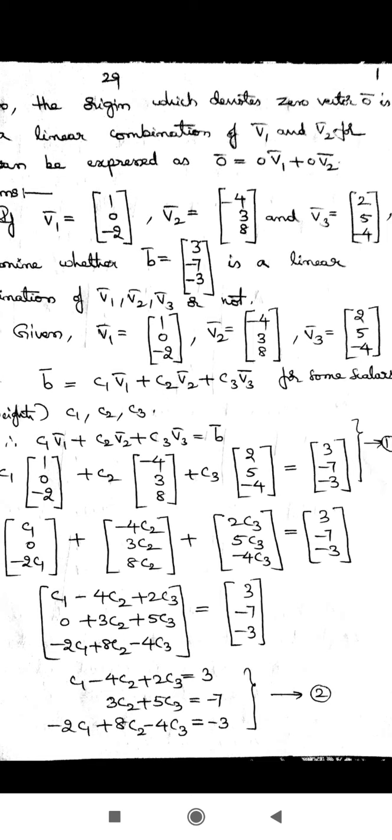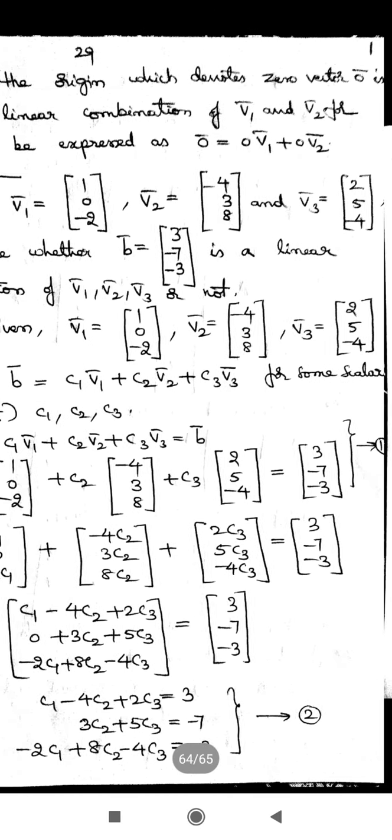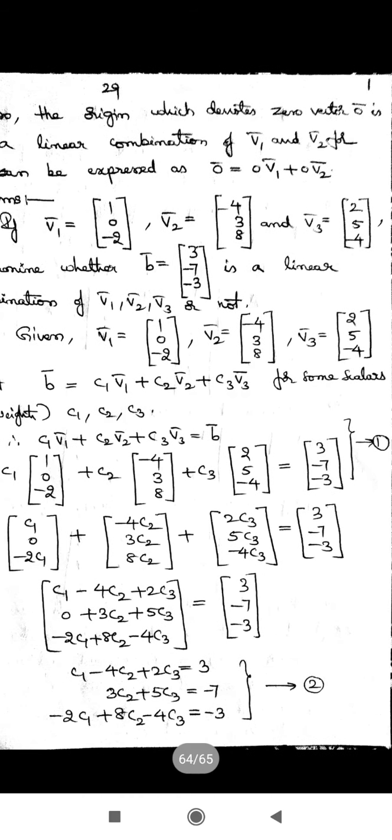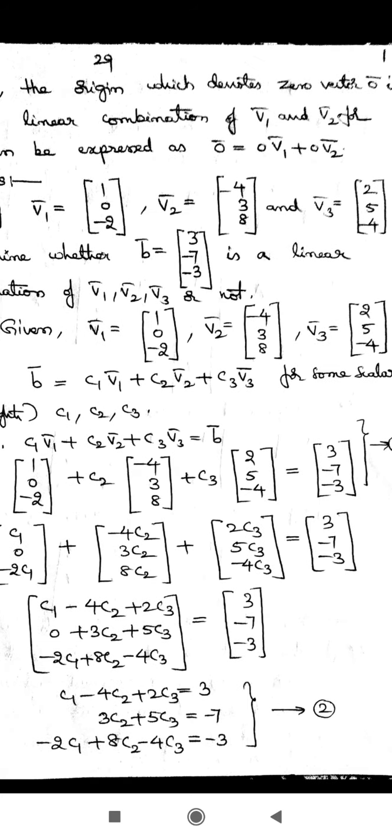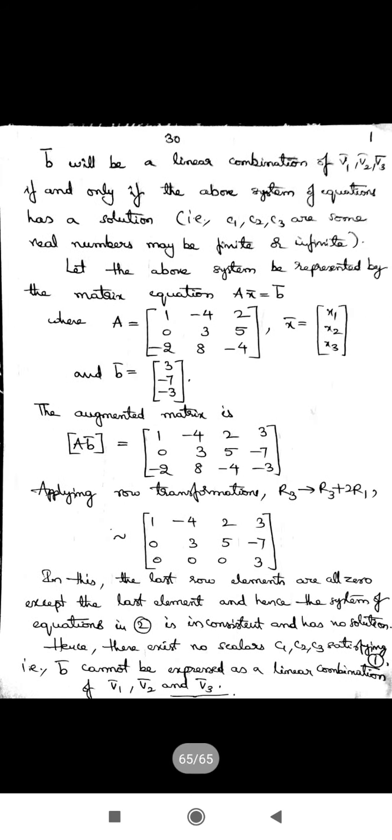we get three equations. I am representing the three equations together as equation number 2, and the linear combination which we have taken for B bar in terms of the vectors V1, V2, V3, I have represented as equation number 1. And now the system of equations which we get, take this as equation number 2.